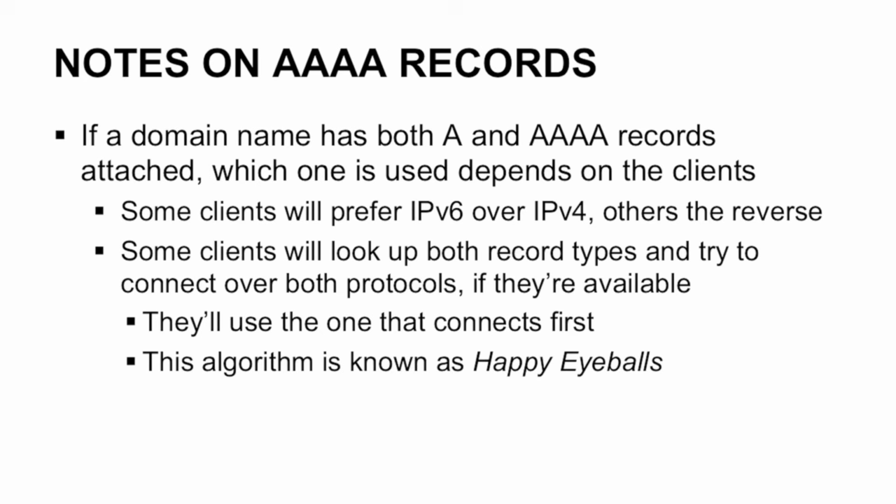If you attach both A and quad A records to the same domain name, which one gets used first? Again, that depends on the client. Some clients will always use one record type before the other, typically quad A before A. Other clients look up both simultaneously and will try to connect to both IPv4 and IPv6 addresses if they're available, essentially racing the two protocols against each other to see which connection completes first, then using that one. This algorithm is known as happy eyeballs.